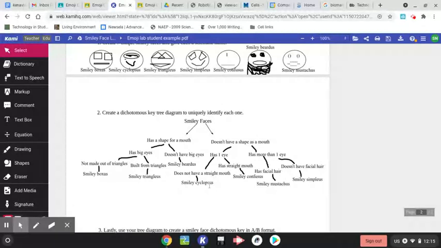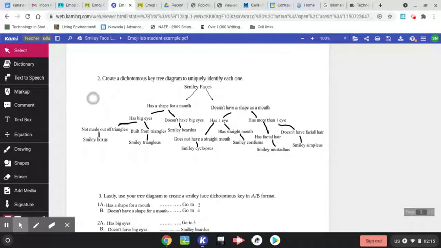So if we want to check this backwards, we can follow the trail up. Smiley Cyclopsis, which is here, does not have a straight mouth. It does not. Has one eye. Yes, it does have one eye. Doesn't have a shape as a mouth. I guess that's not a particular shape like this or this. And it's a smiley face, so that works. Okay? I'm not going to go through the whole thing, but that's the idea.